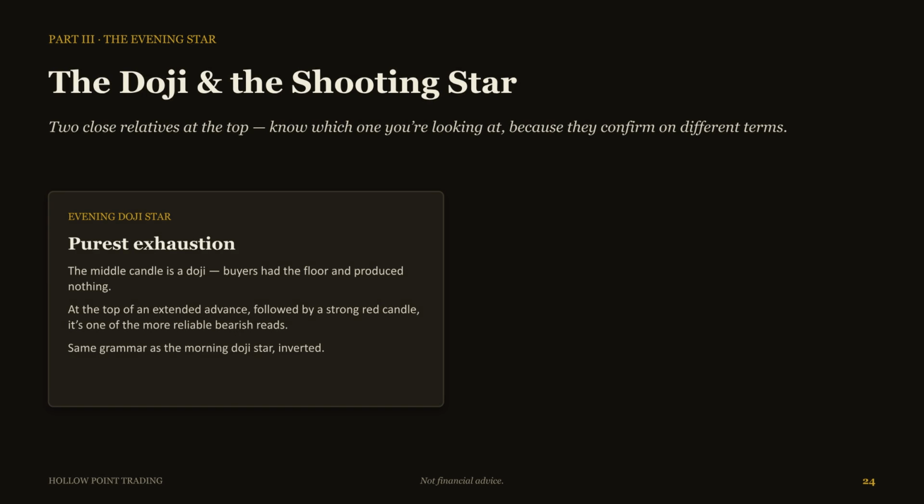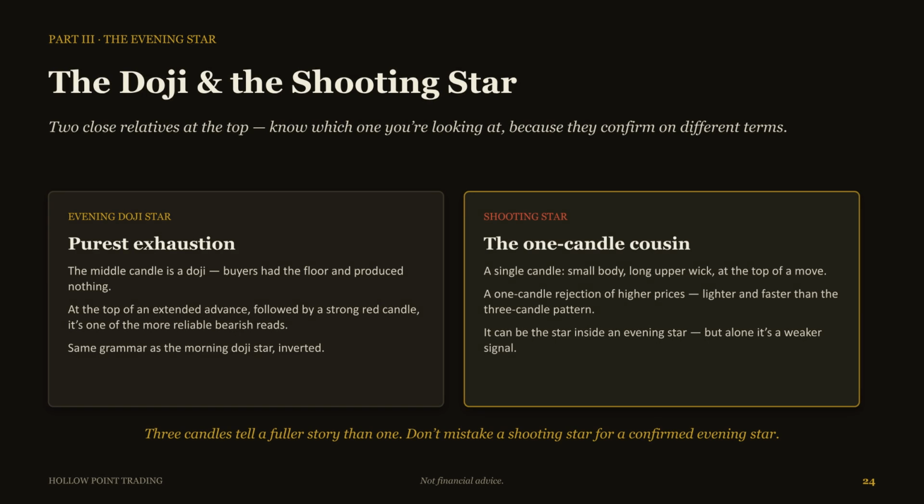The evening doji star signals the purest exhaustion when the middle candle is a doji. The shooting star is a single candle rejection, a weaker signal, and shouldn't be mistaken for a confirmed evening star, which tells a fuller story.